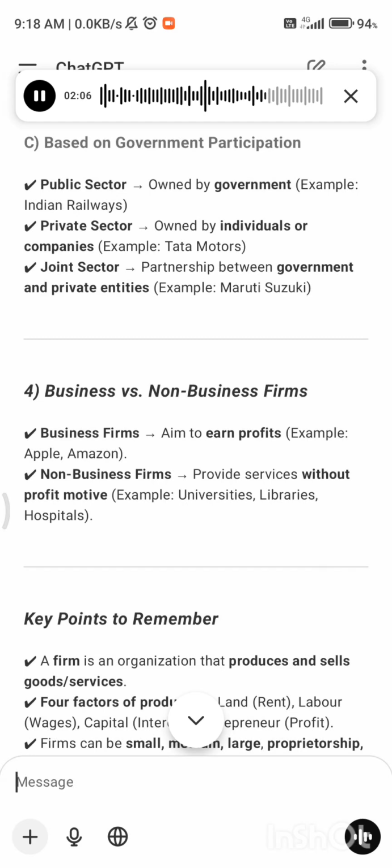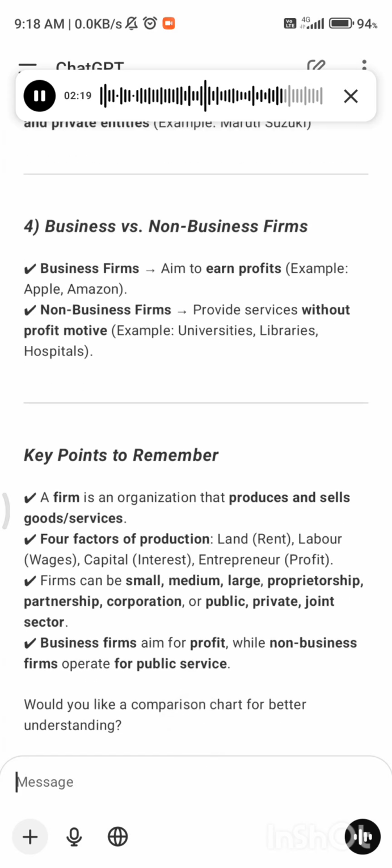4. Business versus non-business firms. Business firms aim to earn profits, example, Apple, Amazon. Non-business firms provide services without profit motive, example, universities, libraries, hospitals.